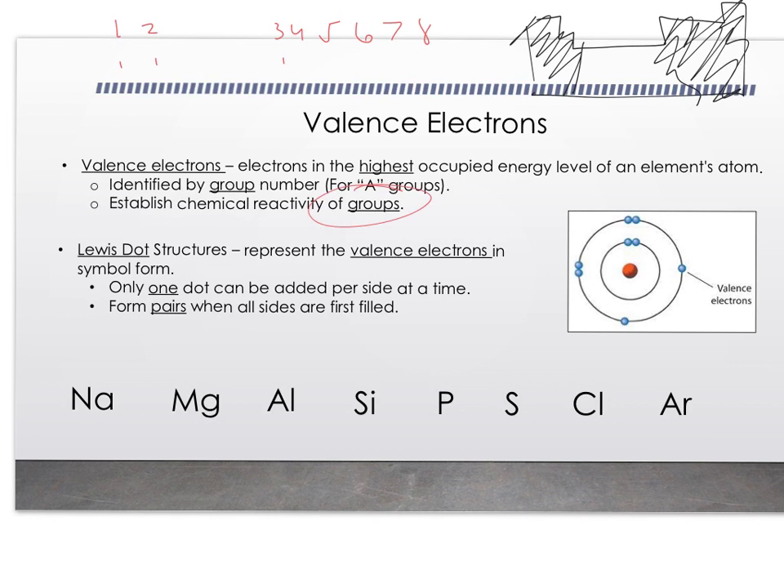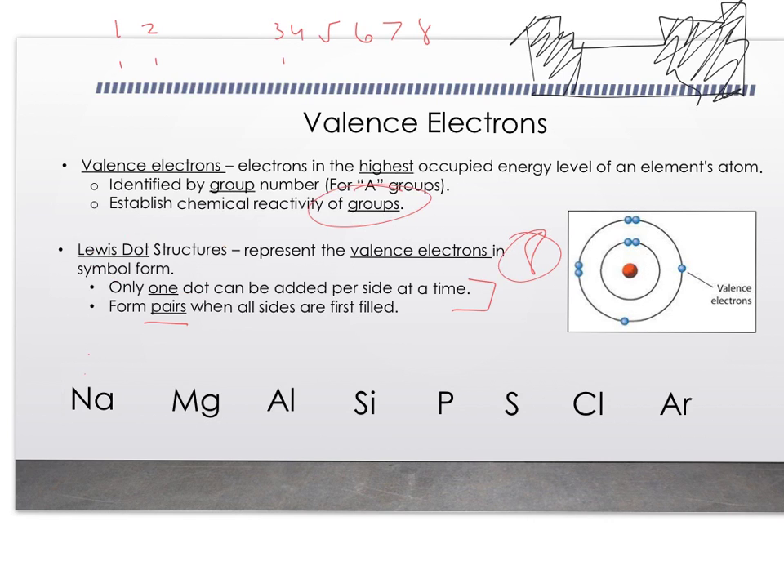So now we can represent those valence electrons by using what is known as Lewis dot structures. Lewis dot structures represent the valence electrons in a symbol form. The rule that we need to follow is that only one dot can be added per side at a time. So if you think of these elements like a box, you have 4 sides, and only one electron can be added to one side at a time before we go back and pair up those electrons to get a total of 8. Because of that octet rule, every element wants 8 valence electrons in their valence shell so that they are completely filled, they're unreactive, and they mimic a noble gas.